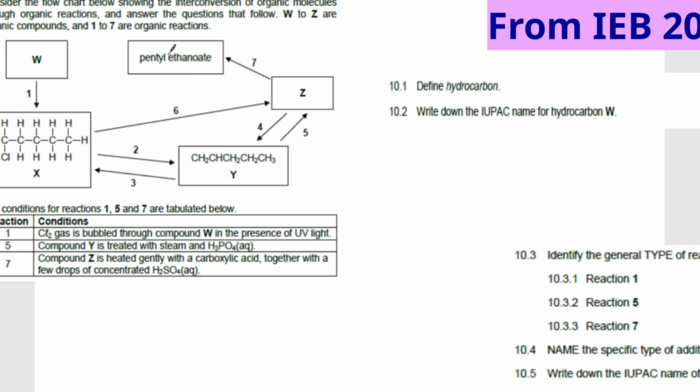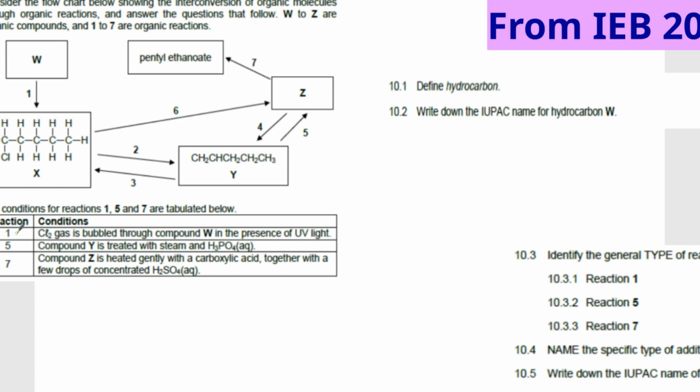Sorry about that. Then going from W to here, let's see, they called it reaction 1. Or actually, let's just look at the questions. Maybe I'm doing too much. Define a hydrocarbon. You can all do that very well. Then write the IUPAC name for hydrocarbon W. Oh, we don't know what W is. So actually, the very first question is going to ask us for what's happening in reaction 1.